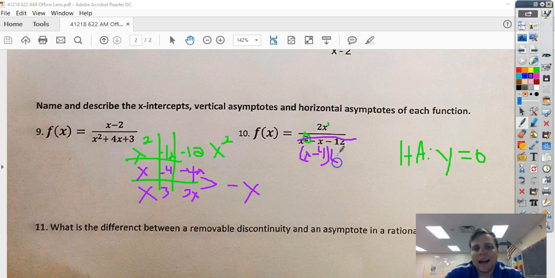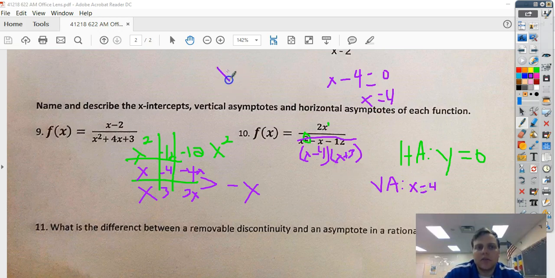And that cannot cancel out anything on top. So that means now I have two vertical asymptotes. Set your denominators equal to 0 to get them. So x minus 4 equals 0, and you add 4, so you get x equals 4. That's your first vertical asymptote. Now you set x plus 3 equals 0, subtract 3, and you get x equals negative 3. That's your second vertical asymptote.